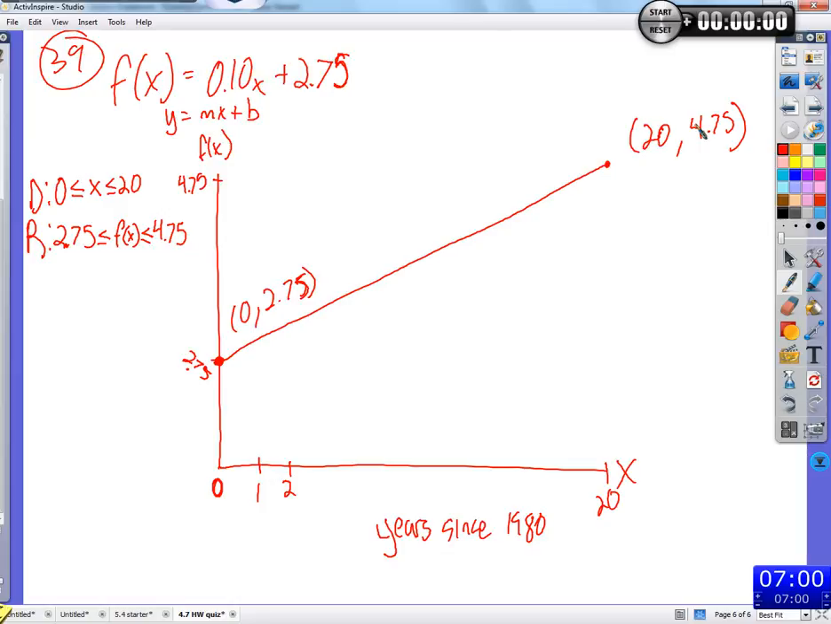We identified the domain and the range. The domain ranges from 0 years since 1980 to 20 years since 1980. And the price ranges from 275 to 475. So that's the set of all the outputs, and that's what we call the range. Okay. Any other questions?